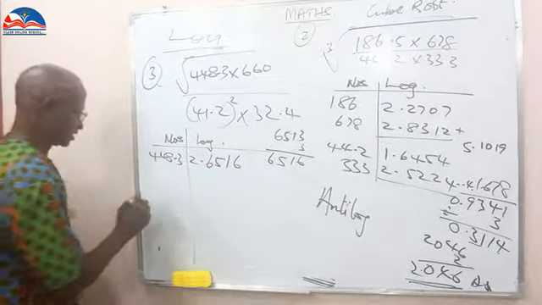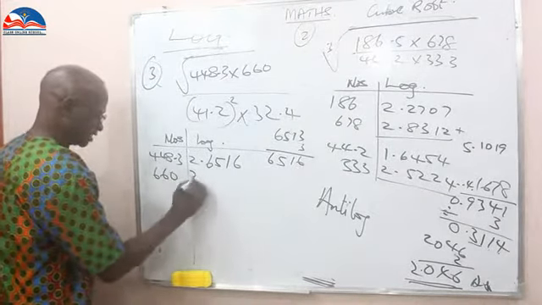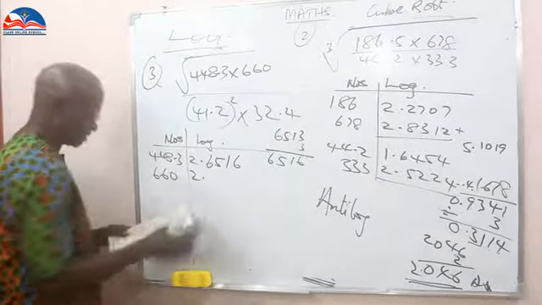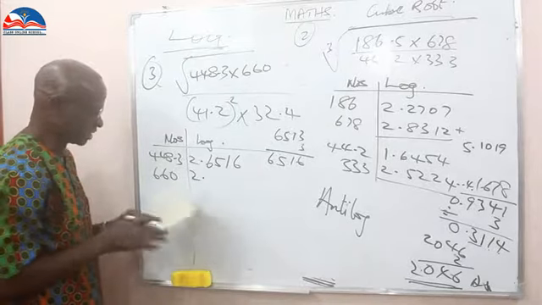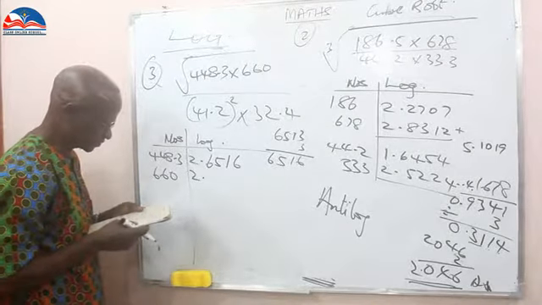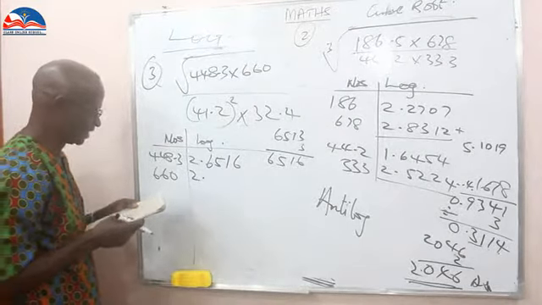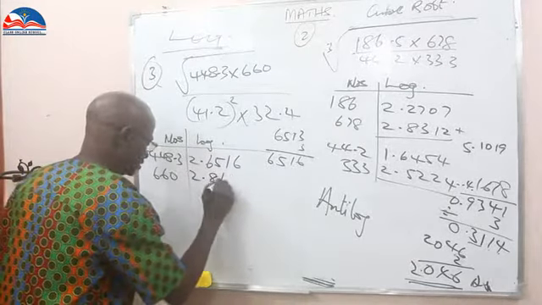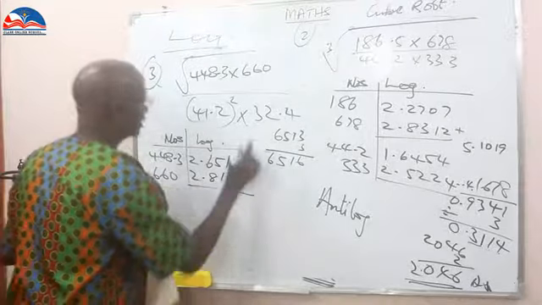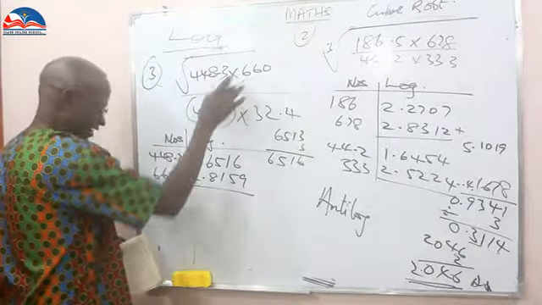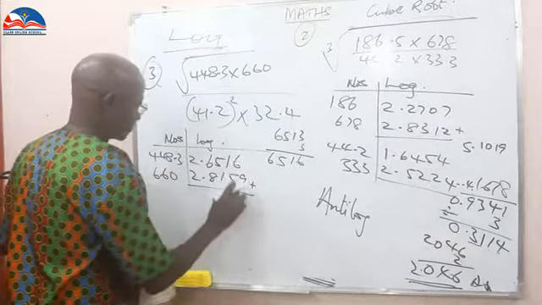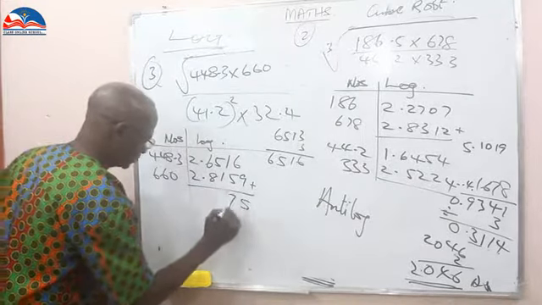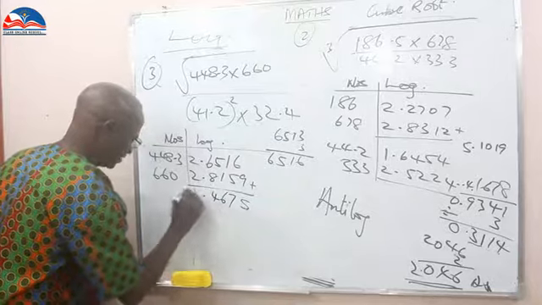Now times 6 is 0. Character again is 2. Now look for 66 under 0. 66 under 0 is 8159. Now these ones are multiplying, so you add them. This plus this will give me 15, carry 1, 6, 7, 7, 6, 7, 14, 14, 5.